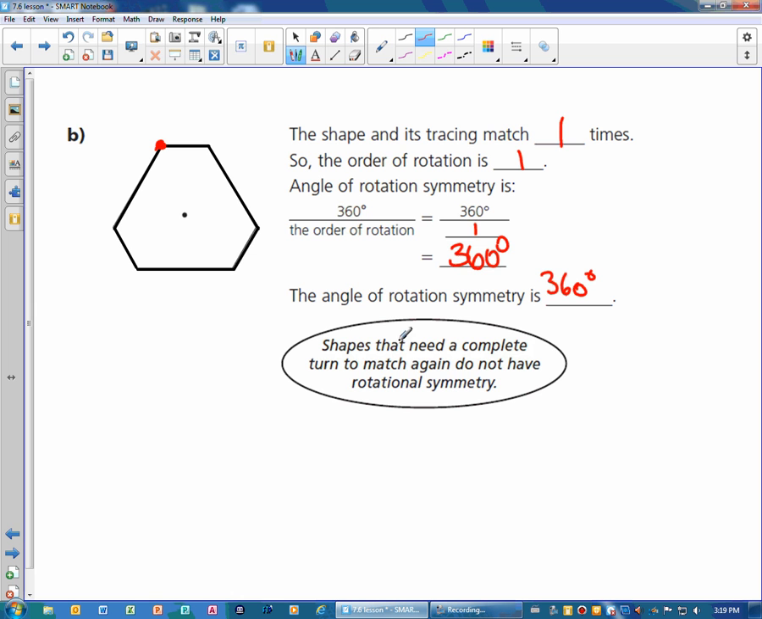Okay? And then it says here, shapes that need a complete turn to match again don't really have any rotational symmetry because there's no turns. Okay, so careful. It looks like it should, but not necessarily.